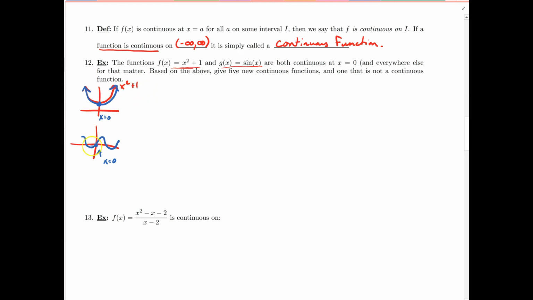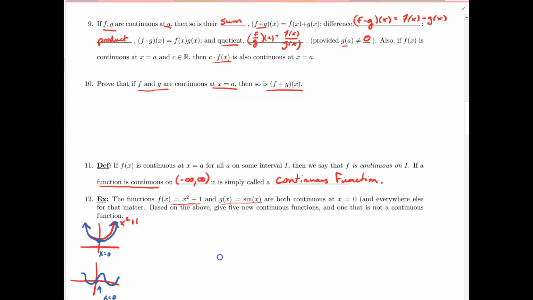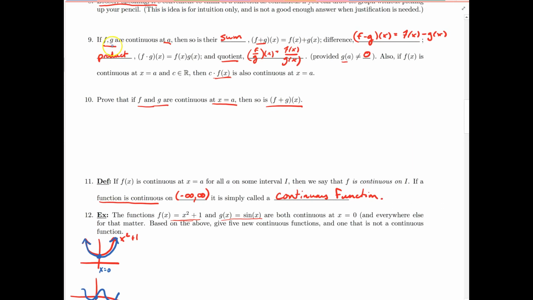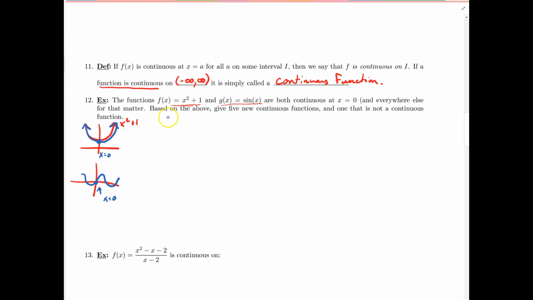Or evaluating the limit as x approaches 0 for the sine of x from either direction is the same thing as just evaluating the sine of 0. So my question for you is, what else would be a continuous function? Well, based on what we set up above, I've got two continuous functions. They're continuous at 0, so is their sum. So this function is continuous.